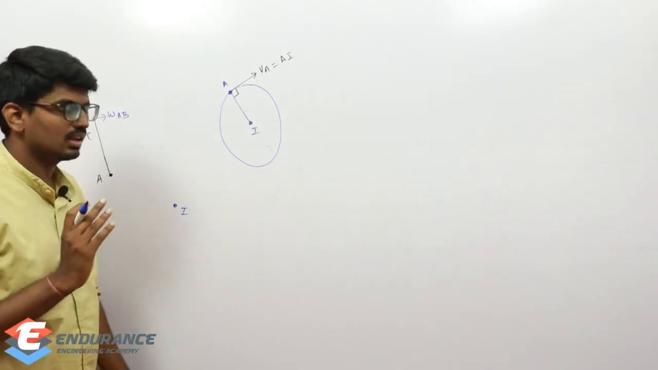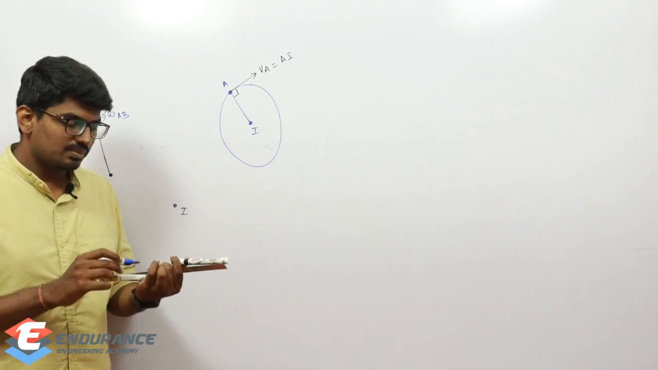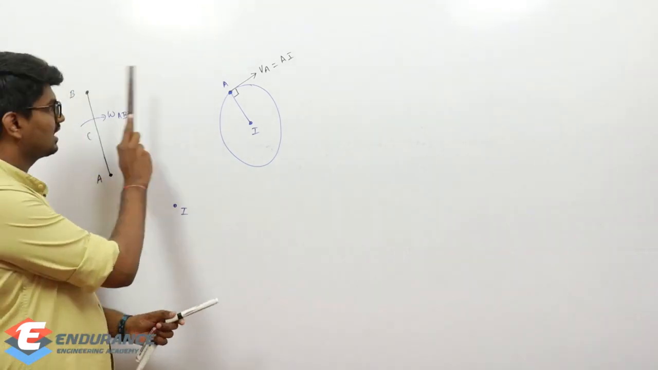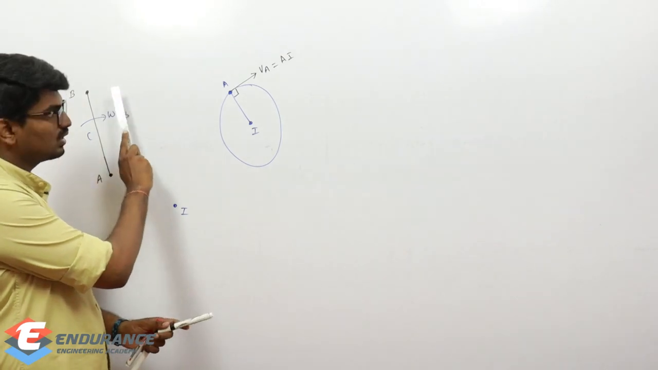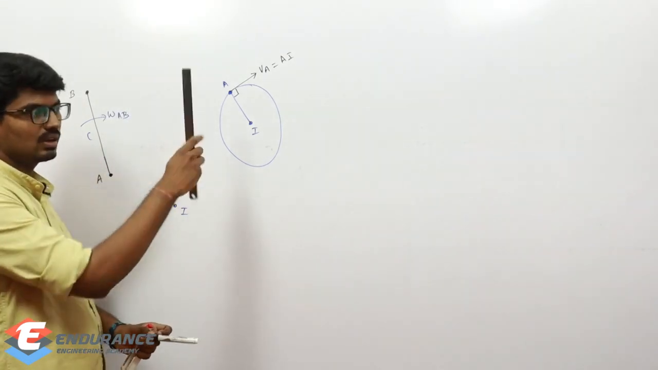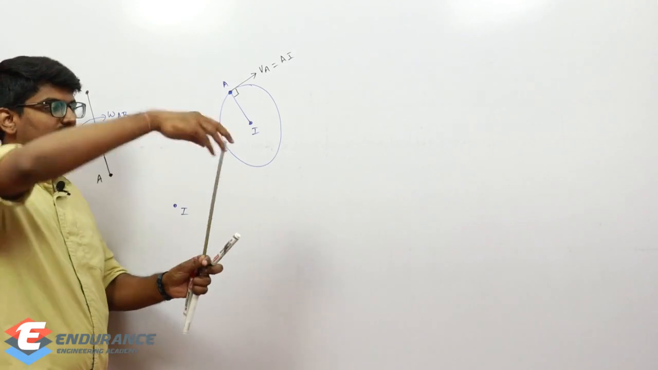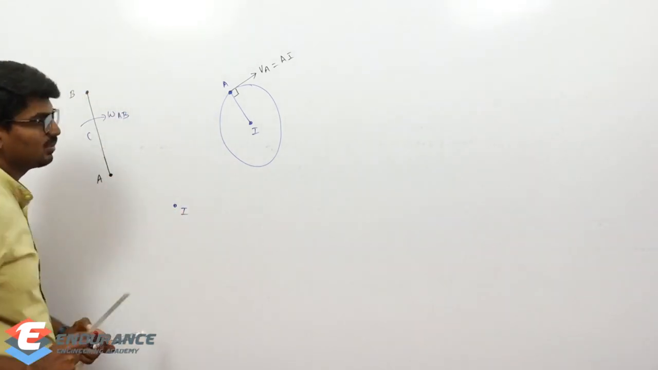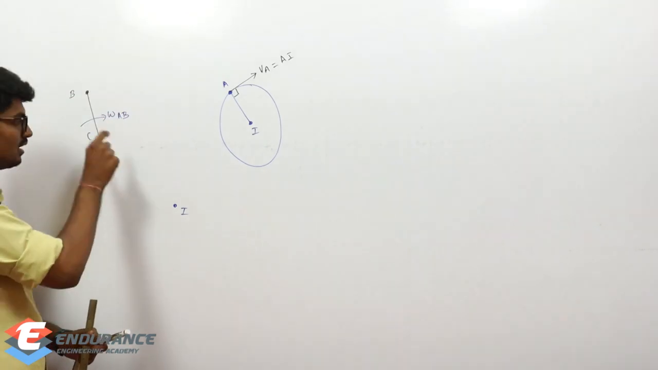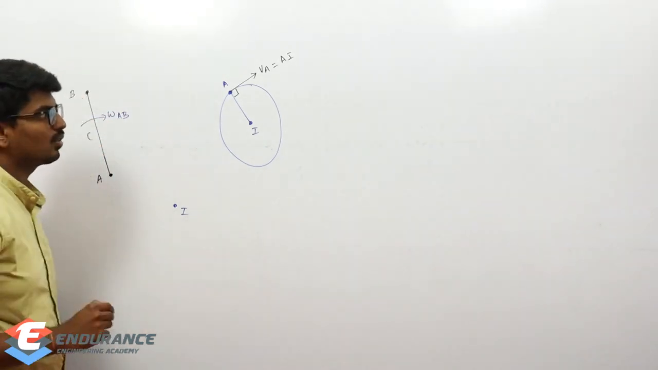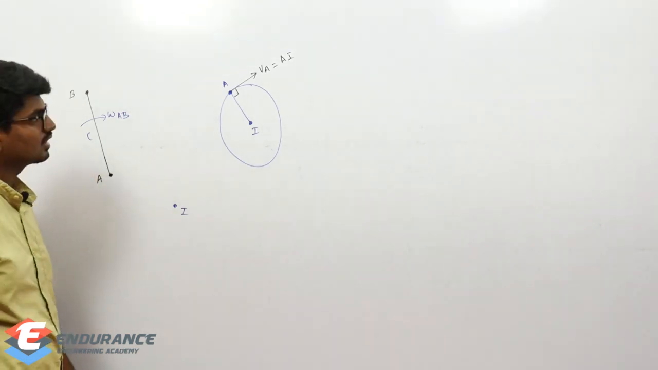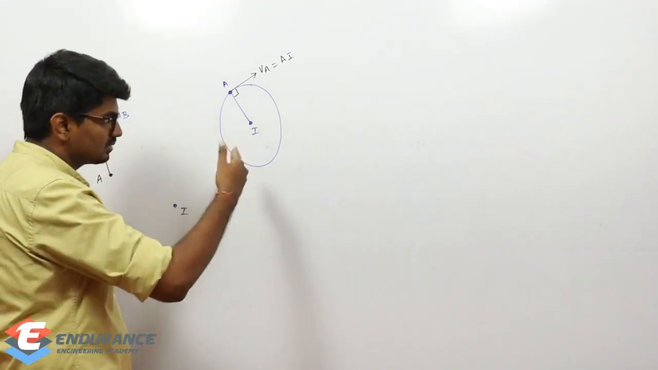We are considering planar motion only. In a planar motion, the angular velocity can be only one. There cannot be two angular velocities, not in this direction or like this. Only one angular velocity, which is omega AB. So each and every point in this rigid body will have an angular velocity of omega AB.